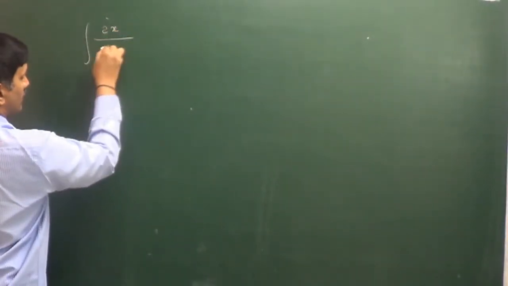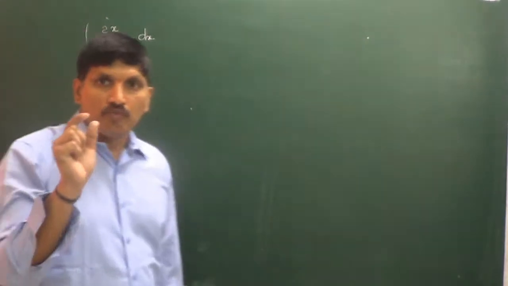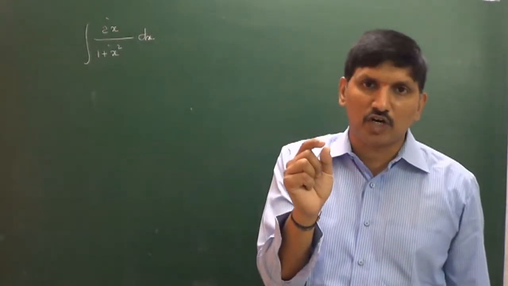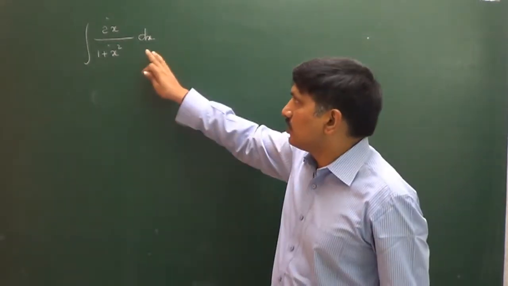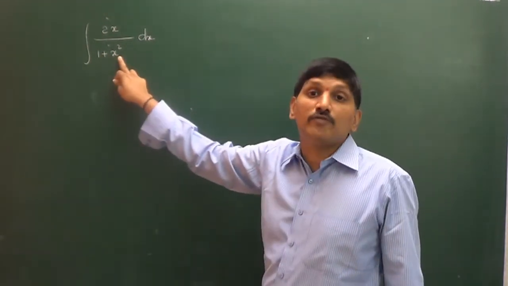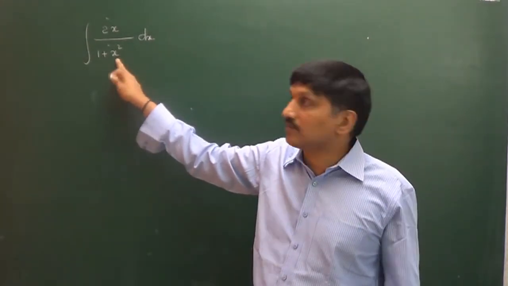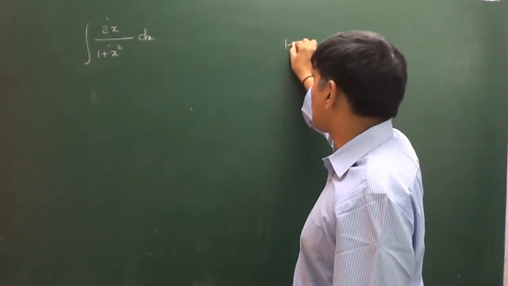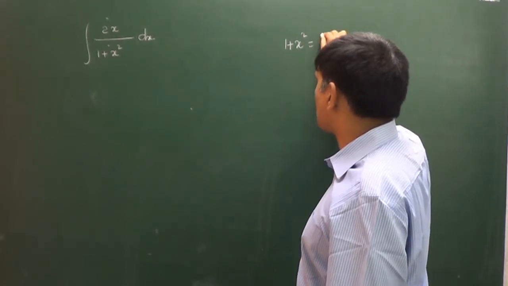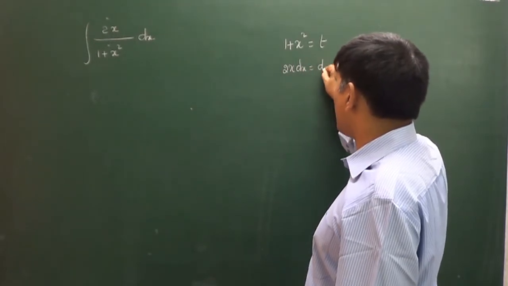The first question is this one: integration of 2x divided by 1 plus x square dx. You must have an idea about every differentiation formula; only then will you get an idea of what substitution to take. Observe here, 2x by 1 plus x square. If you know the differentiation of 1 plus x square, definitely you will get the idea. Yes, the differentiation of 1 plus x square is 2x. That's why we take the substitution 1 plus x square is equal to t. Its differentiation: 2x dx is equal to dt.